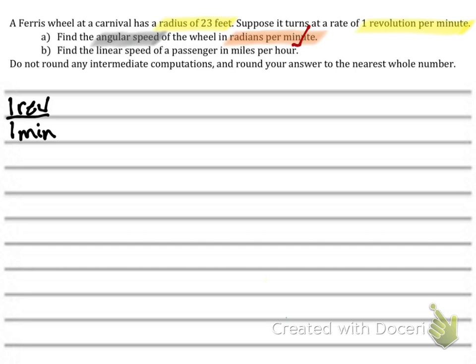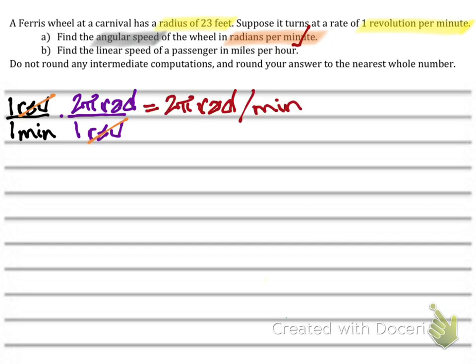Now we need to get the radians, okay? And so to get the radians, we're going to have to introduce one of those ratios that we just talked about, and 1 revolution has 2 pi radians, okay? So now my revolutions cancel, and I'm left with 2 pi radians per minute. Okay, and that's the answer there. I guess they want us to work it out a little bit more, but whatever. You can plug that into your calculator.